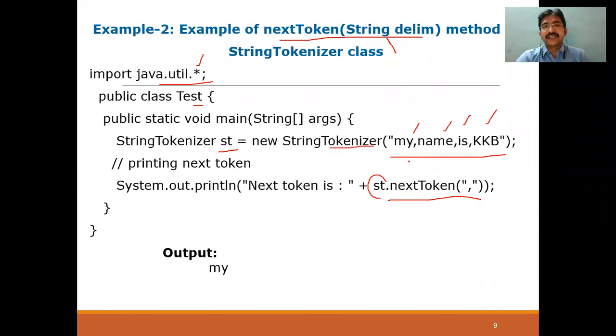Right. So see the output of this one. The output of this program is "my", because what is the purpose of nextToken? It takes a single parameter, that is a delimiter. Whenever a comma is encountered, up to that it will be considered as one token. How many tokens will be taken care of by nextToken? Only one. It is a next token, that's all. It is not like the next n number of tokens.